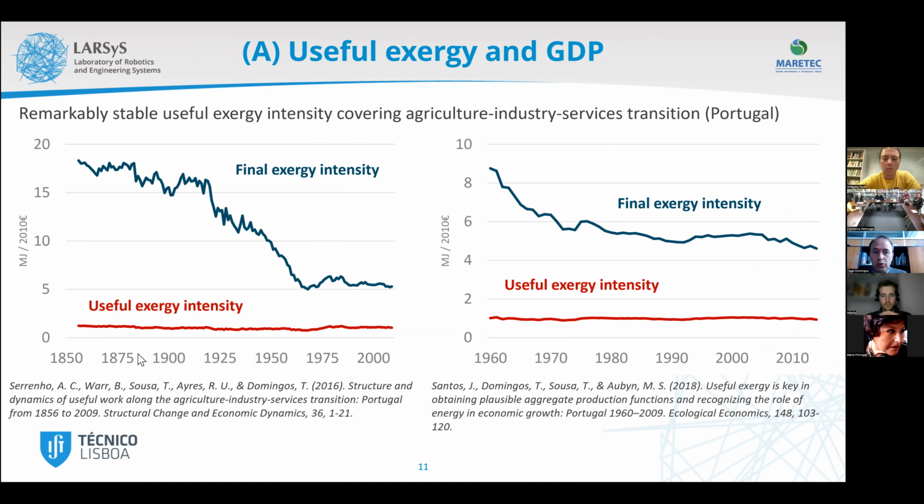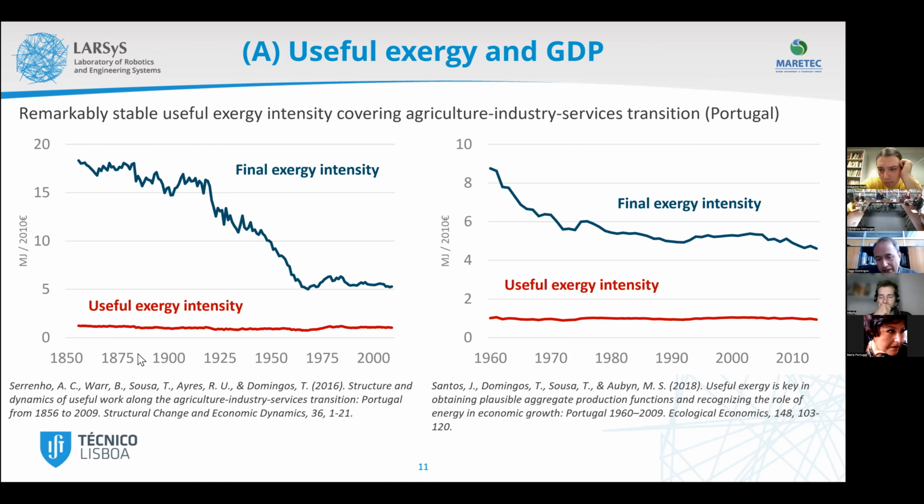economic value. In the first approach, I just divide the final exergy and the useful exergy flows by GDP. That's the usual energy intensity. What you see here are graphs, both for Portugal. On the left-hand side, you have these ratios along 150 years, and on the right-hand side, a zoom in on the last 50 years.